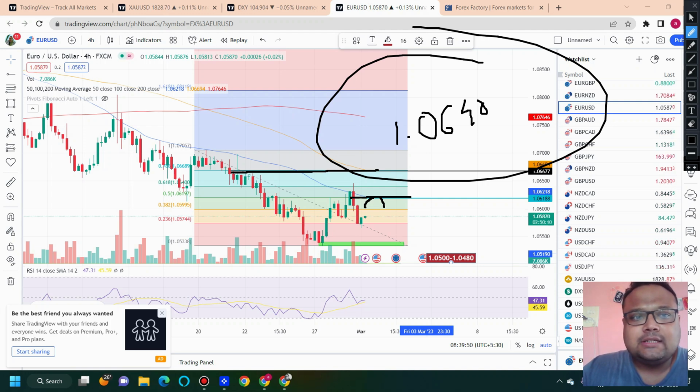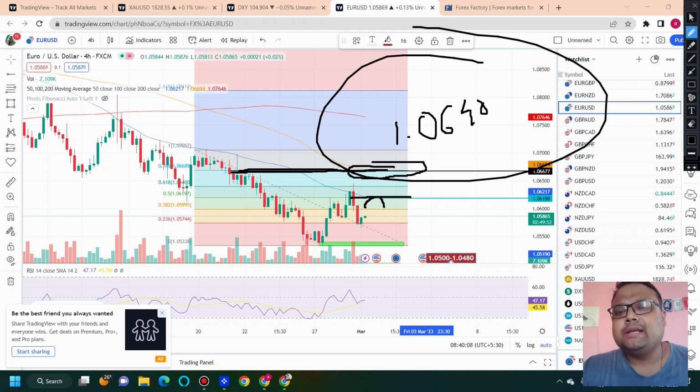Similarly, this level is also very, very important, because here we have the 100 moving average as well as we have Fibonacci 78.6% retracement level. So right now I will not suggest any buy or sell position. If you are holding any buy or sell position, be on the trade, no need to exit.